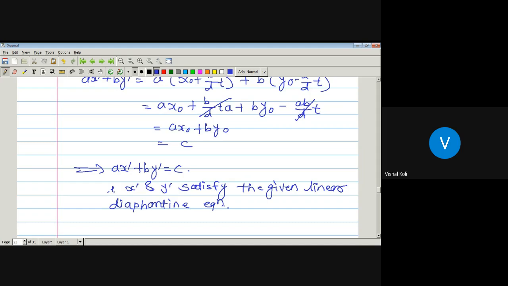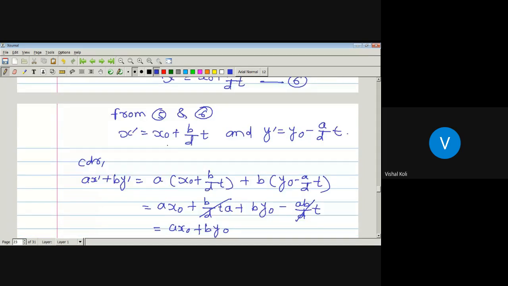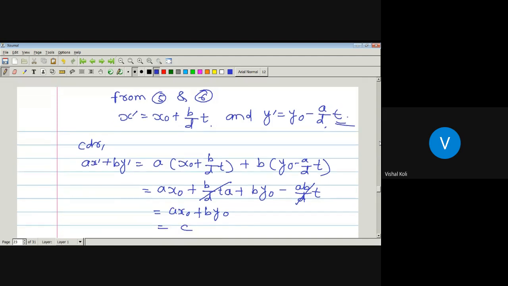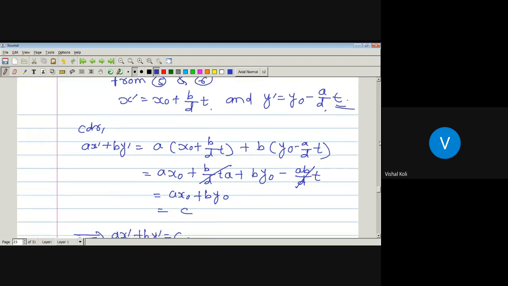Okay, so thus there are infinite number of solutions of the given equation, one for each value of t. Since here x dash is nothing but x naught plus b upon d into t, y dash is nothing but y naught minus a upon d into t. Whenever we change the value of t, since t is any arbitrary integer, we will get a different solution of the given linear Diophantine equation. As t is an element belonging to the set of integers, and the set of integers contains infinite number of elements, there are infinite choices for the value of t. As there are infinite choices for t, the given linear Diophantine equation has infinite number of solutions, one for each value of t.